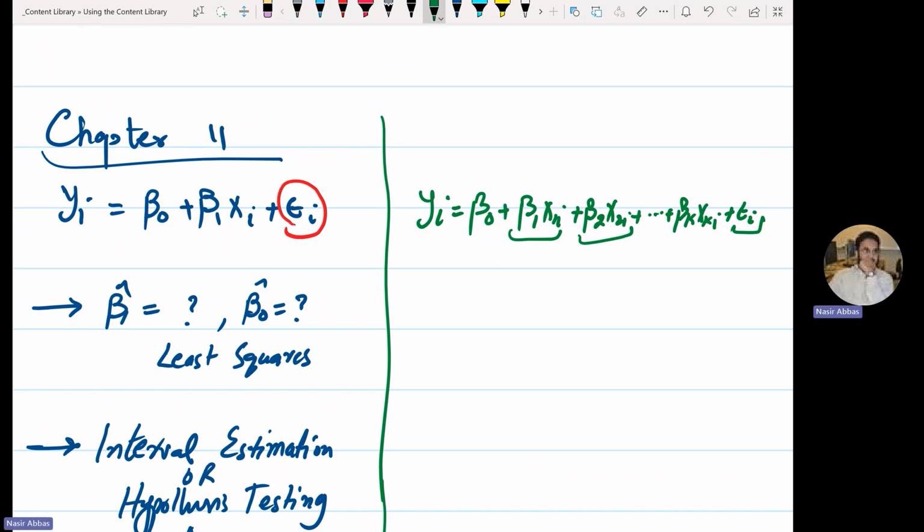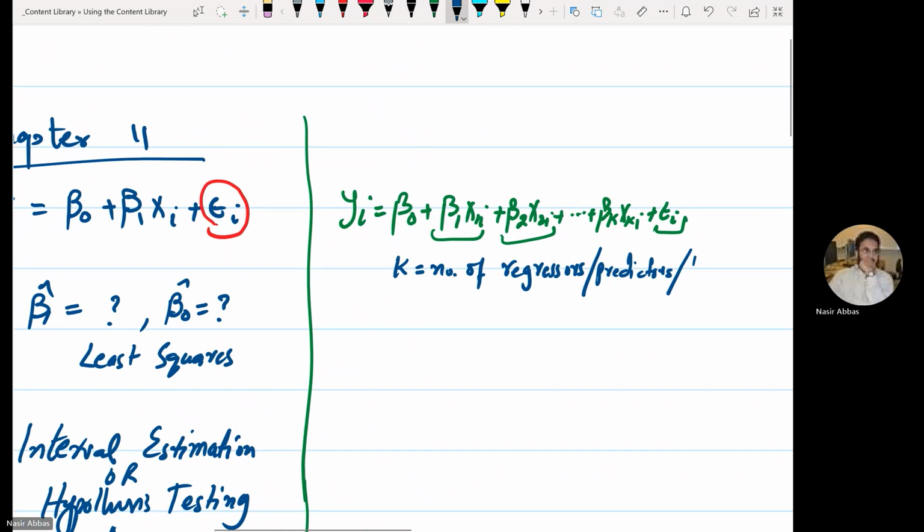So on the left side in blue color is called a simple linear regression model. On the right side is called multiple linear regression model. And in this multiple linear regression model, if K is 1, you go back to simple. K is the number of features. Some books call it regressors, some books call it predictors, machine learning terminology calls it features.